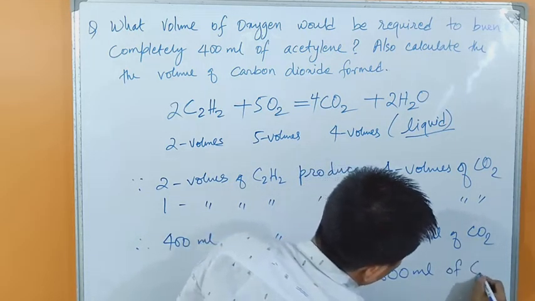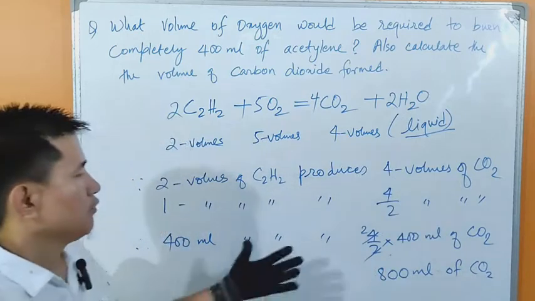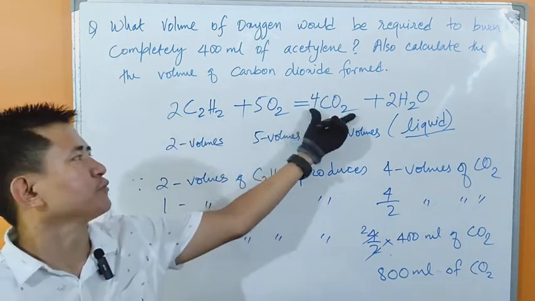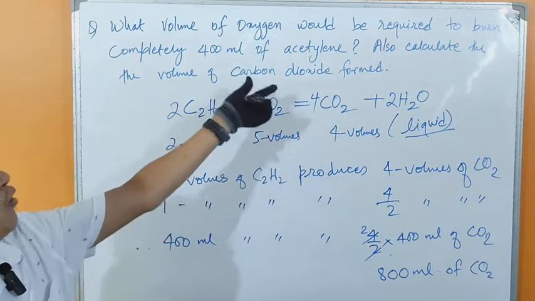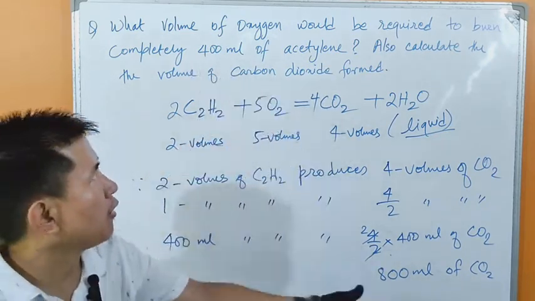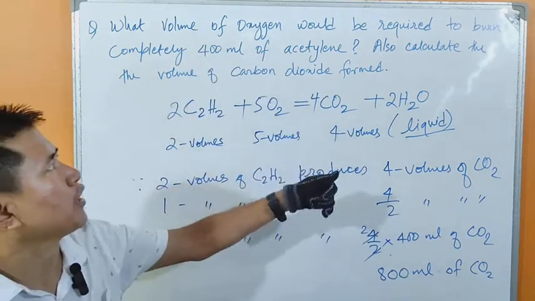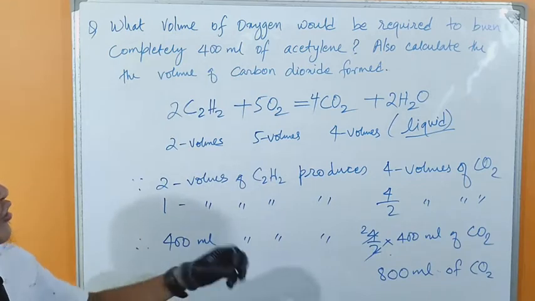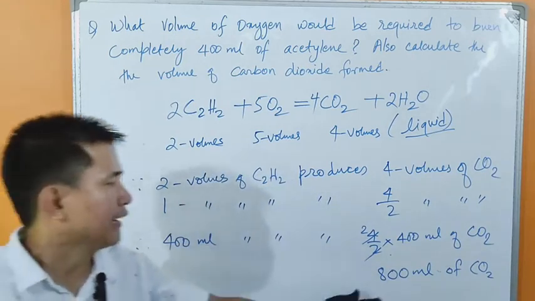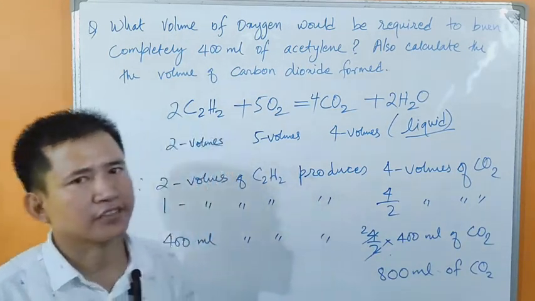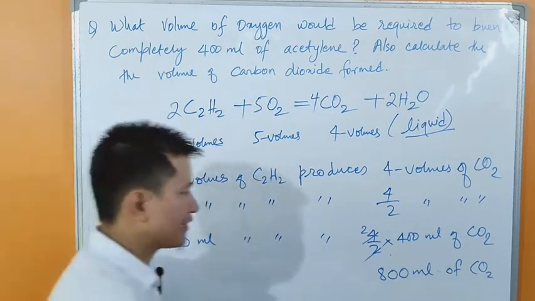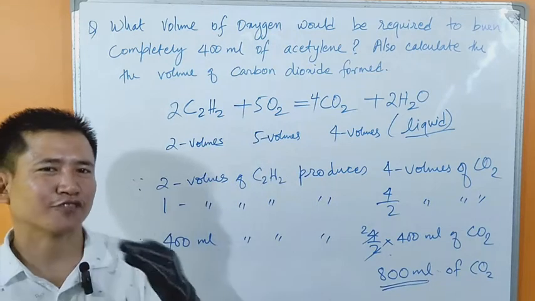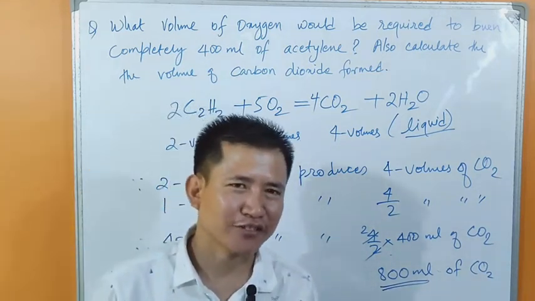of CO2. We have found out since 2 volumes of acetylene produces 4 volumes of carbon dioxide, then how much carbon dioxide will be formed when 400 ml of acetylene was burnt in oxygen? When 400 ml of acetylene was burnt in oxygen, 800 ml of carbon dioxide was produced. This is the answer, and I hope you understood the concept which I wanted to teach you from Gay-Lussac's law.